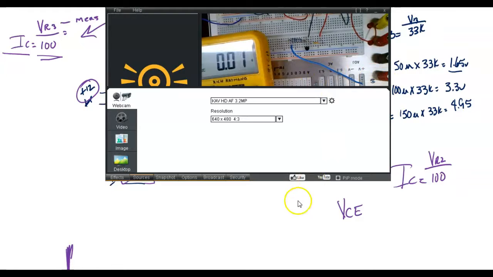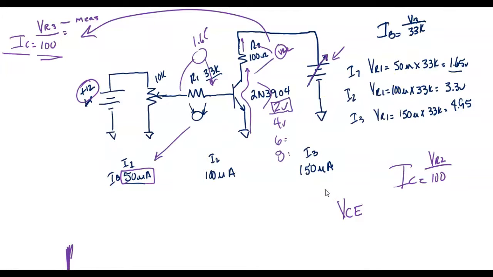Across the 33K. The base current flows through the 33K. So here's our base current right here. Right? You understand? So if the base current is flowing there, I can measure the voltage drop across R1 and use that to calculate the base current. So I'm going to put my meter across R1, which is the 33K, and adjust it till I get 1.65 volts across it.